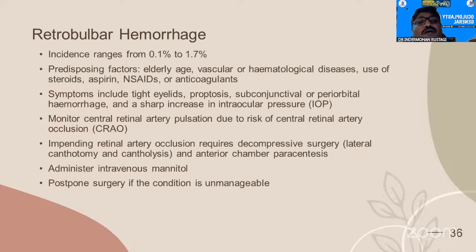Coming to the complications one by one, retrobulbar hemorrhage has an incidence of around 1%. The risk factors are elderly age, of course we are giving blocks to the elderly, and the patient being on aspirin or anticoagulants. Once there is a suspicion of retrobulbar hemorrhage, there will be tight eyelids, proptosis or subconjunctival hemorrhage, or a sharp increase in intraocular pressure. We should monitor CRA pulsation due to the risk of occlusion also. As soon as we suspect this, we should administer intravenous mannitol and postpone the surgery immediately.